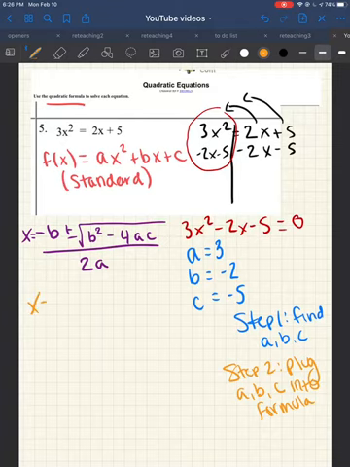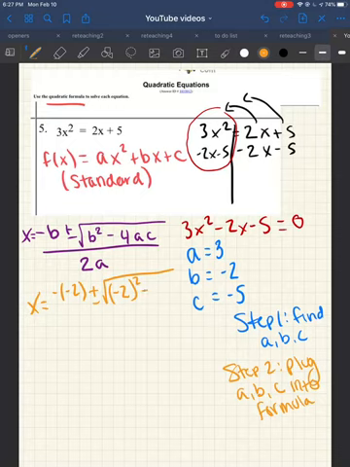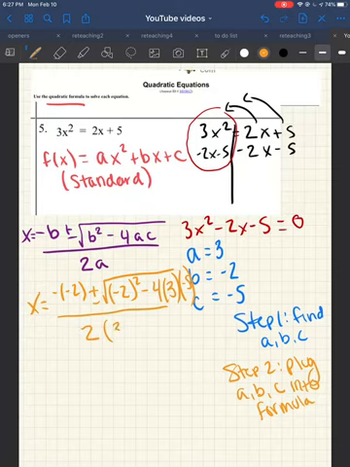So I'm going to get x equals, I'm going to have a negative 2 for my b, so I'm going to have a negative of negative 2, because this is a part of my equation, plus or minus the square root of negative 2 squared minus 4 times 3 times negative 5. Sorry, I should have moved that over. Okay, all over 2 times 3. So I'm just going to keep condensing and condensing. Here I will use a different color.